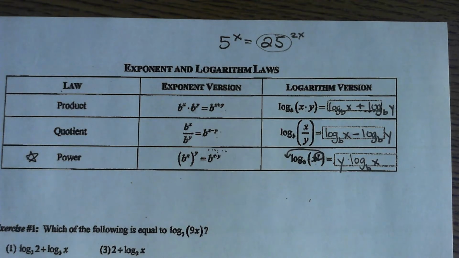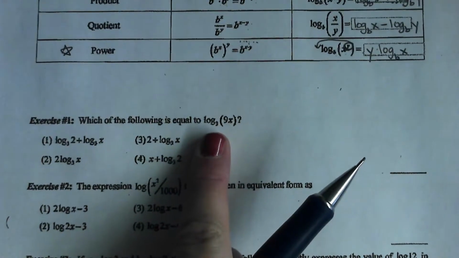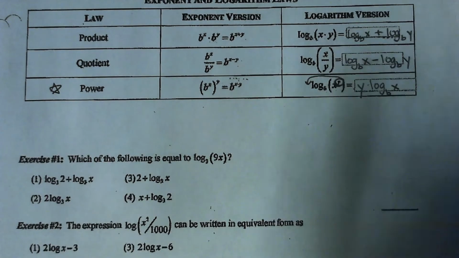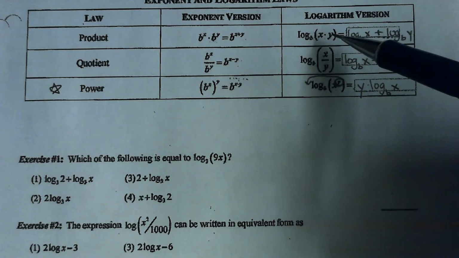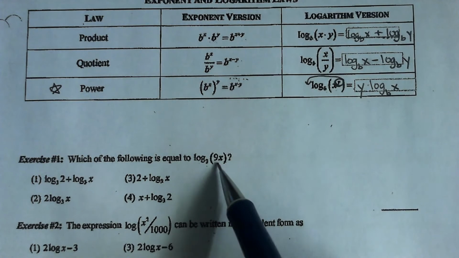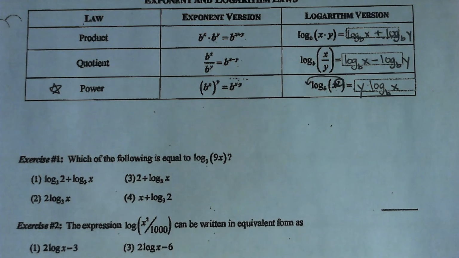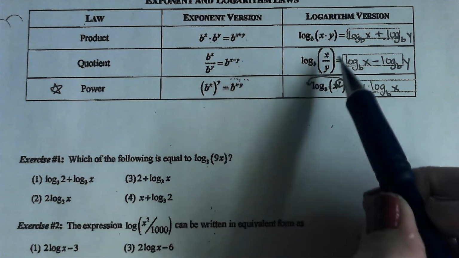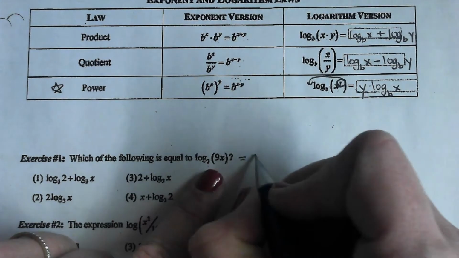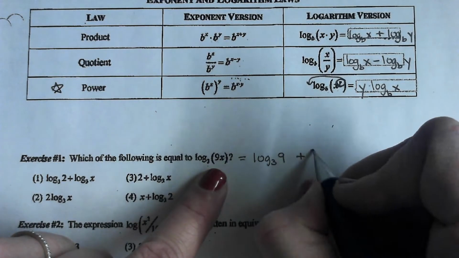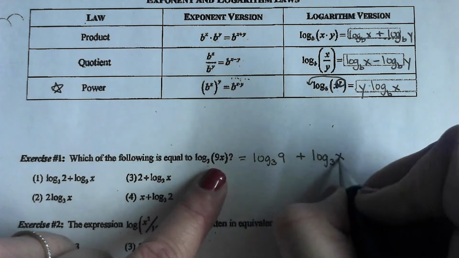All right, so in this one, log base 3 of 9x. So Jason, which property, 1, 2, or 3, would apply to log base 3 of 9 times x? That'd be 1, right, because 9 is being multiplied by x. So if we were to expand this, it'd be log base 3 of 9 plus log base 3 of x.